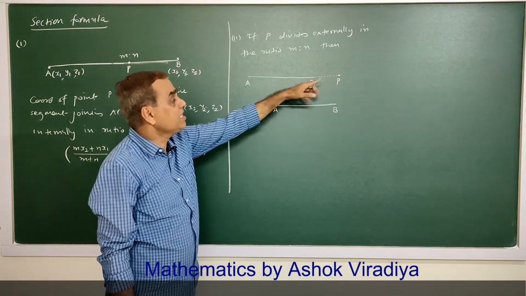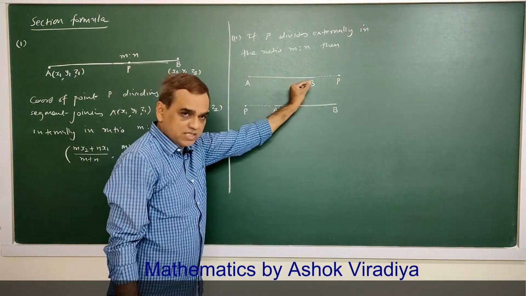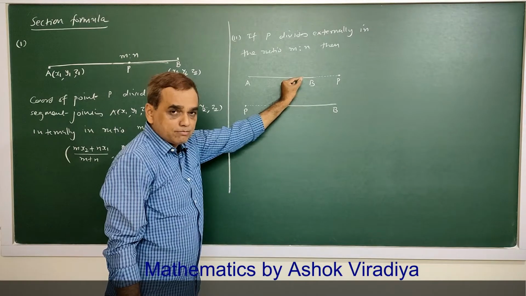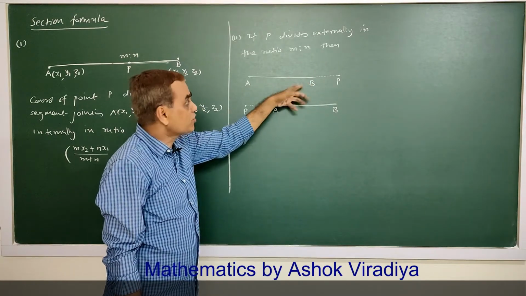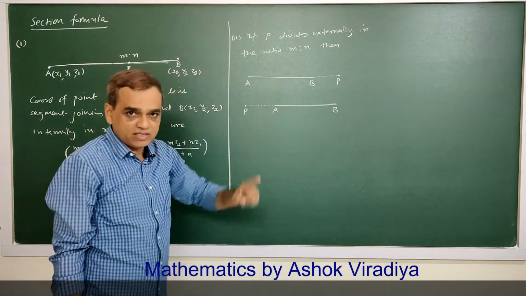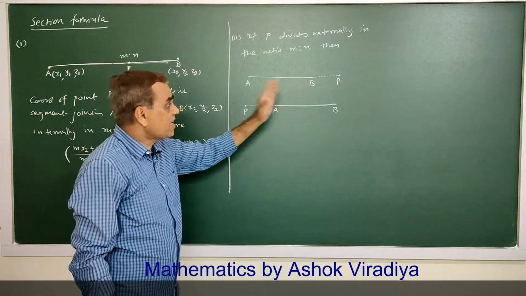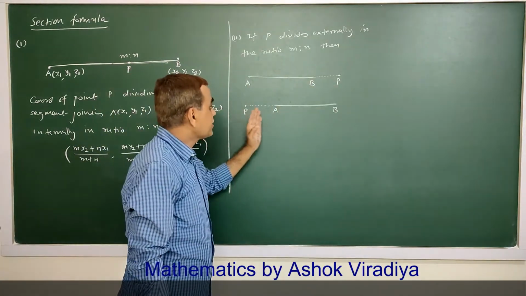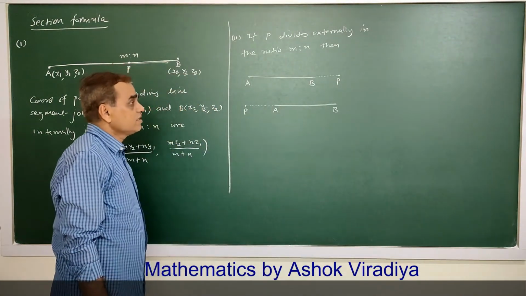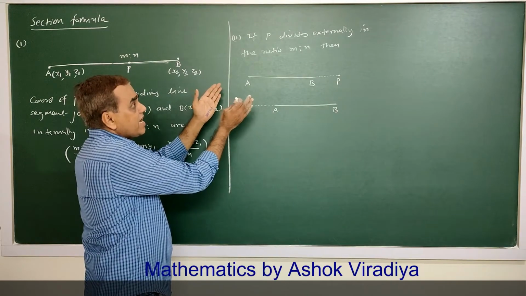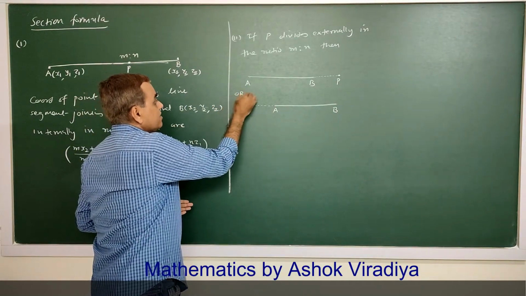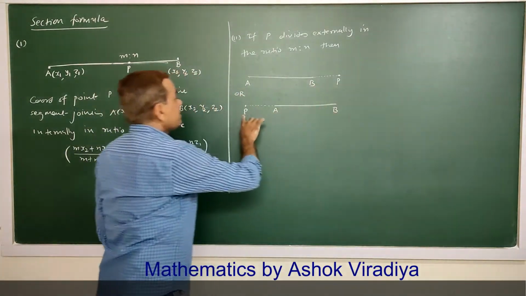That means P is a point on a line AB, but it is not a point of line segment. It belongs to line AB, not line segment. So point P is such that A, B, P or P, A, B. So this is the diagram for external division. So either this location or P can be on this location.